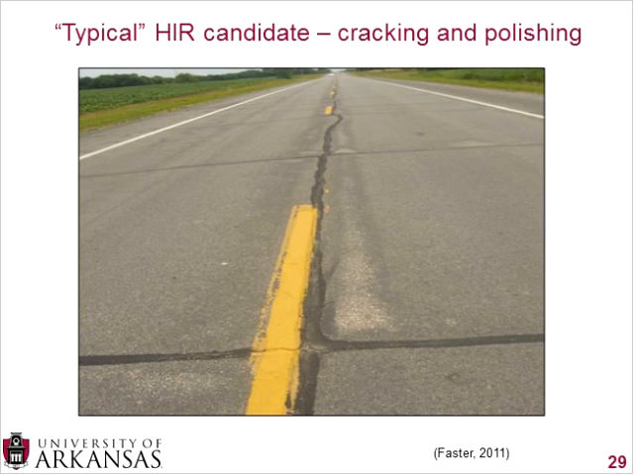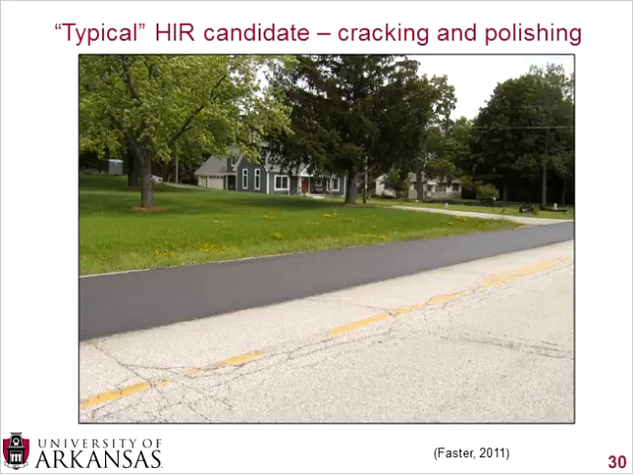This too, this looks like a 2-lane road. We've got a yellow line down the middle, but there's a little bit of polishing, especially in the wheel paths or at some joints. There's obviously been some cracking and some sealing. This would be a good HIR candidate. We just have some mild surface distresses. It doesn't look like there's any structural problems, so this could be something that would be well served by HIR.